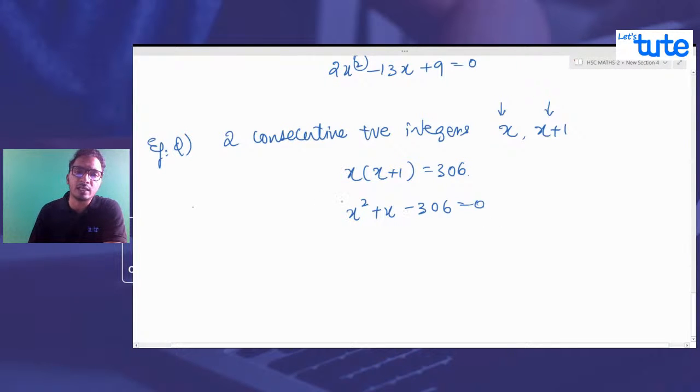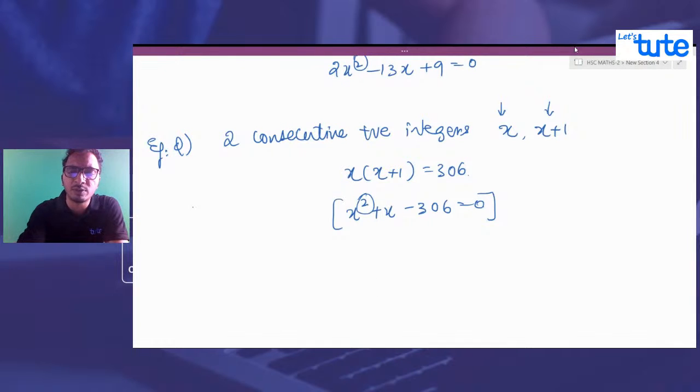So now we can see that the highest degree of the equation is 2. So therefore this equation is a quadratic equation. So similarly, we have seen a few more examples before this.